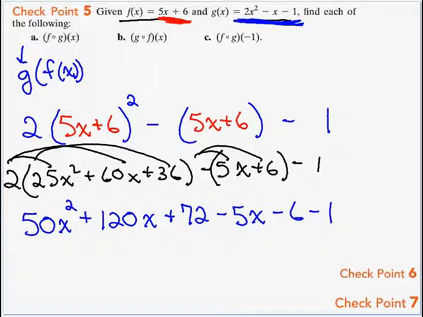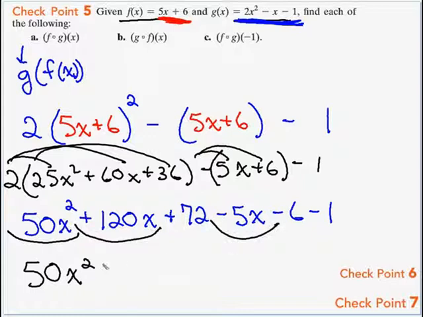So let's collect up our like terms. Here's our only x squared term. So that's 50x squared. And then we have a 120 minus 5, that's plus 115x. And then those add up to a minus 7. 72 minus 7 is 65. So there's our final answer for g of f of x.